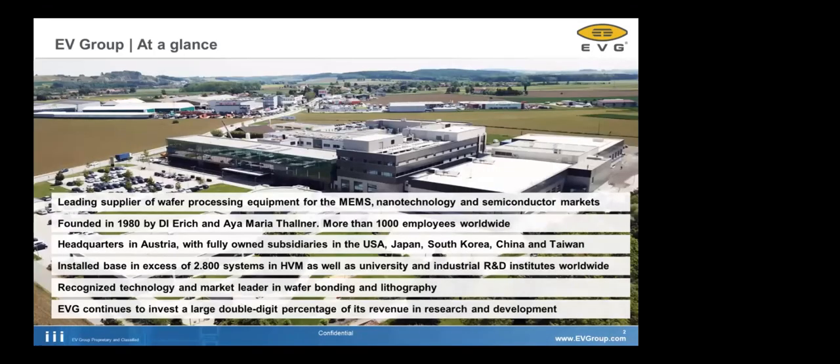First of all, however, I would like to give you a very quick dive into EV Group. EV Group was established 1980, is a family-owned business, currently with more than 1,000 employees. We are mainly active in the MEMS nanotechnology and all kinds of semiconductor markets, especially in 3D integration and advanced packaging. Headquarters is in Austria, and subsidiaries are distributed among our leading customers worldwide.